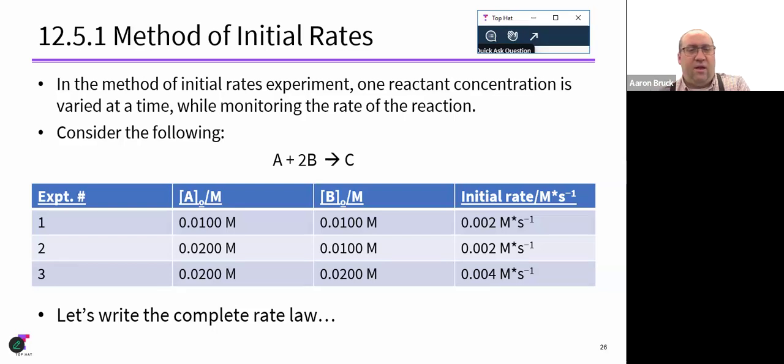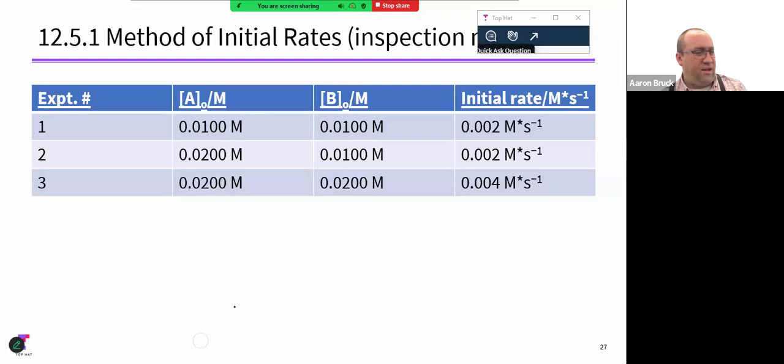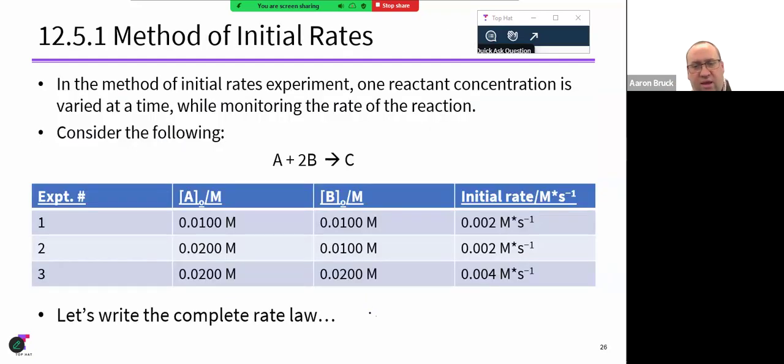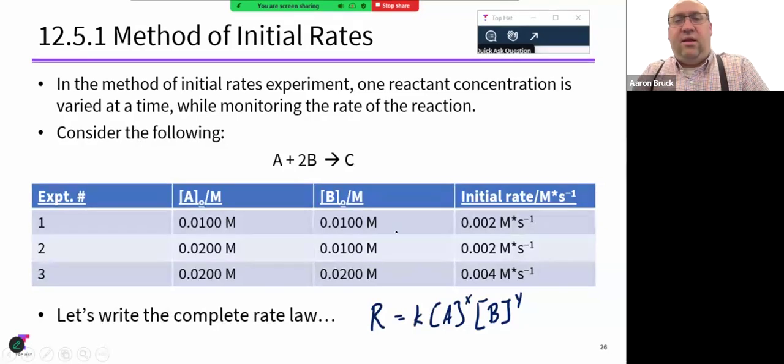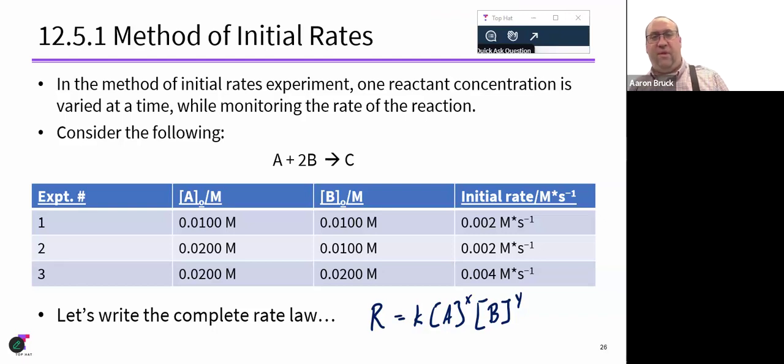And so what we're trying to find here is, our generic rate law looks like this. The rate of reaction is equal to K, the rate constant, multiplied by the concentration of A to its order, whatever it is, multiplied by the concentration of B to whatever order it is. And so we need to use the experimental data to try to figure out what the values of X and Y are, to figure out the orders of reaction.